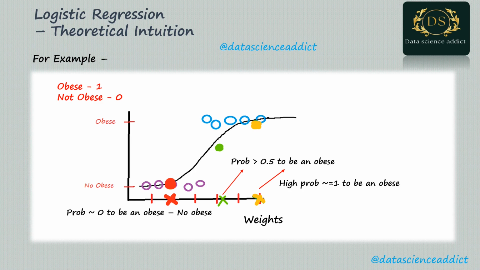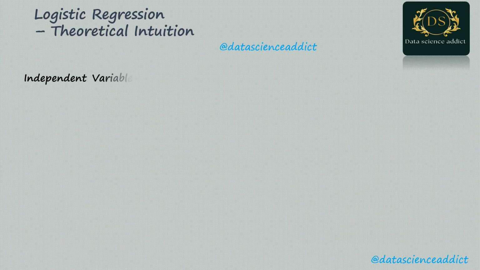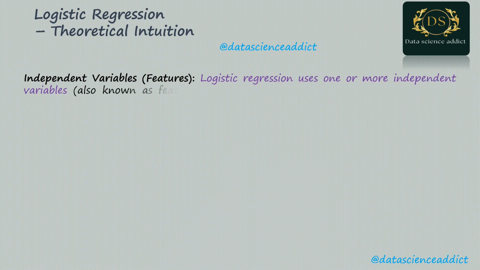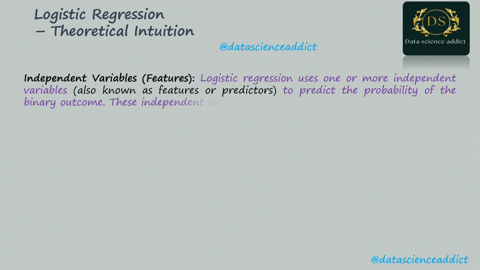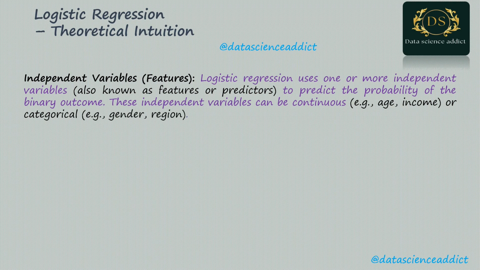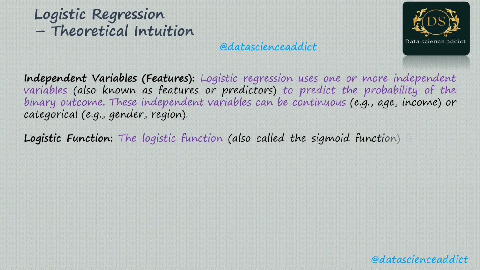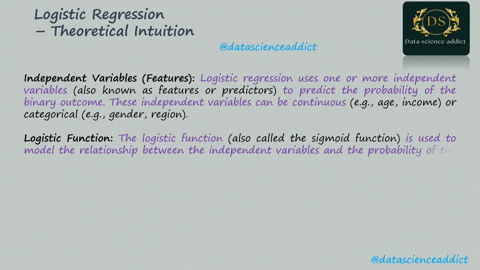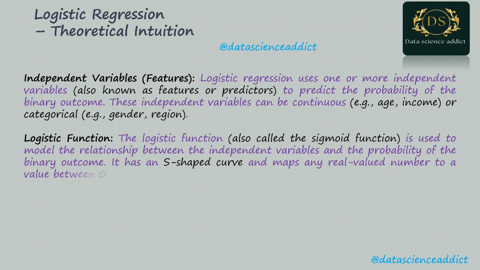Logistic regression uses one or more independent variables to predict the probability of the binary outcome. Independent variables are also known as features or predictors. These independent variables can be continuous or categorical. For example, age and income can be continuous. Gender and region can be categorical. The logistic function, which is also called a sigmoid function, is used to model the relationship between the independent variables and the probability of the binary outcome. It has an S-shaped curve and maps any real valued number to a value between 0 and 1, which represents a probability.